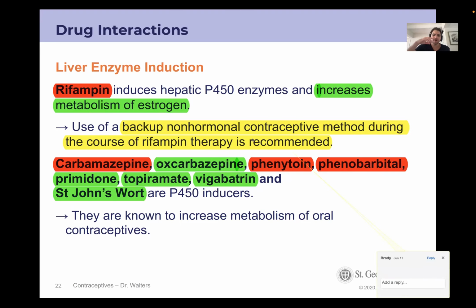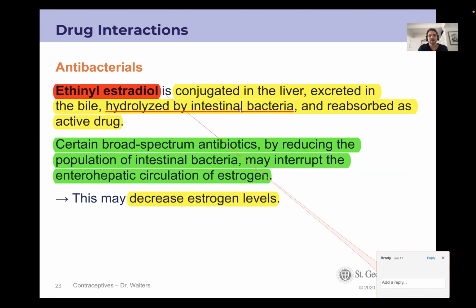These are inducers, so if you're taking estrogen pills or whatnot, it will rapidly metabolize them. So they will be out of your system very quickly. So you have to be aware of that. The ones in red are the big ones, but there are some others, as you can see here. St. John's wort is often used over-the-counter for depression and whatnot, so you have to be aware of that as well.